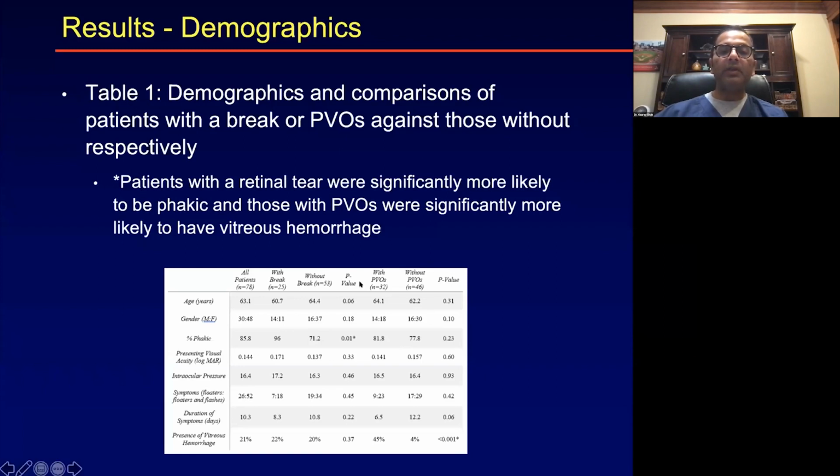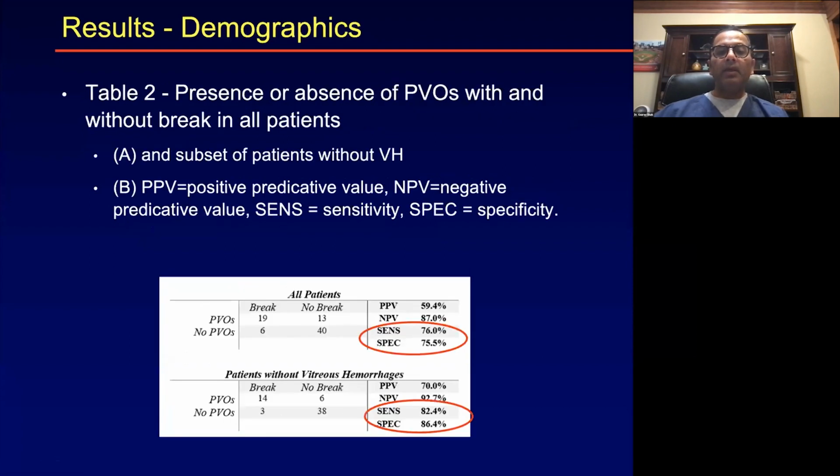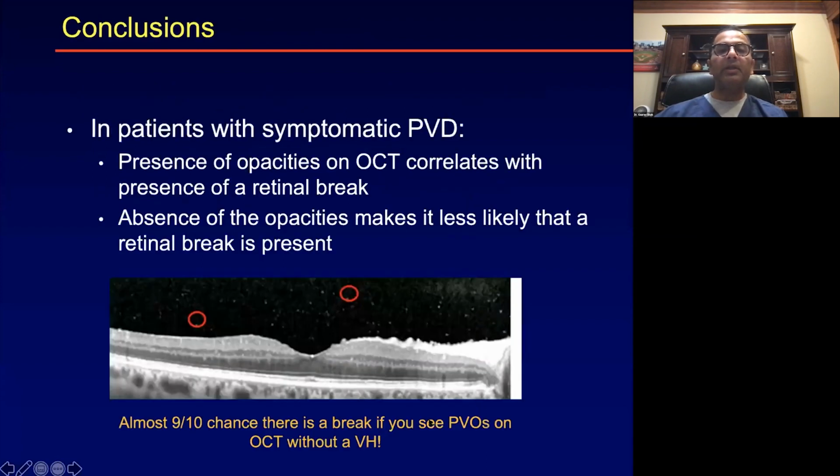So this was looking at demographics and comparison of patients with a break or PVOs against those without. And you can see in this chart, and I'll go through the data, the presence or absence of PVOs with and without breaks. If you look at all breaks down here in patients without a vitreous hemorrhage, the sensitivity was 76%, specificity 75%, and with hemorrhage, sensitivity 82% and specificity 86%.